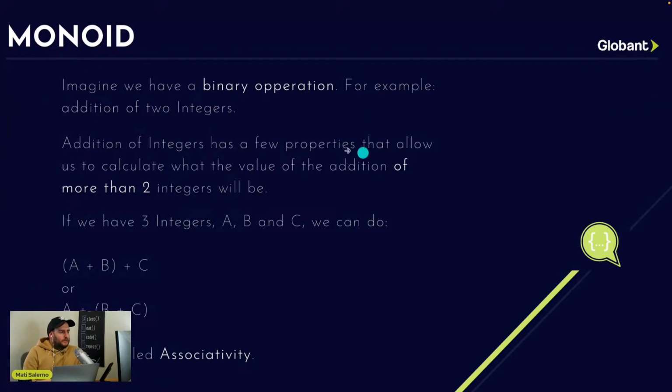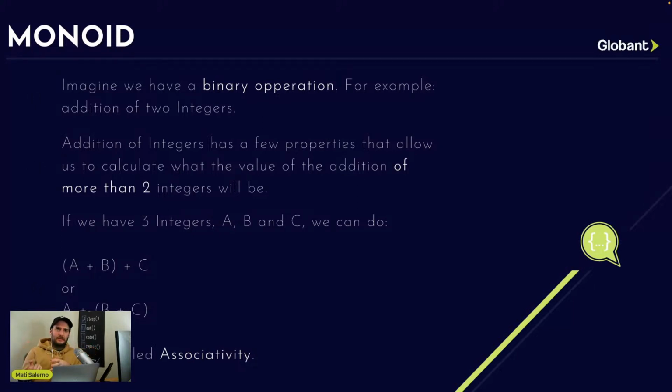Now I'm going to introduce a different pattern called the monoid. And this comes from group theory. Basically, a monoid, imagine we have a binary operation. What is a binary operation? An operation that takes two parameters and returns something.